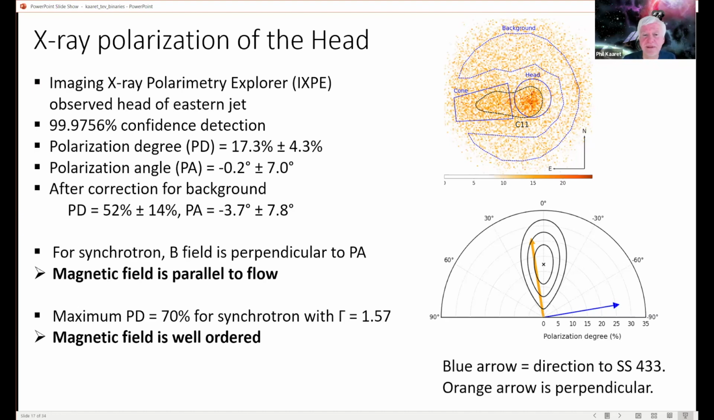And the maximum PD is 70% in this case for that particular spectral index. And therefore the magnetic field is well ordered, not quite as well ordered as, well, actually, correction for the background, the polarization degree is 50%. Sorry, I was reading the wrong number. So it's really highly ordered, even as highly ordered as the Vela pulsar wind nebula.